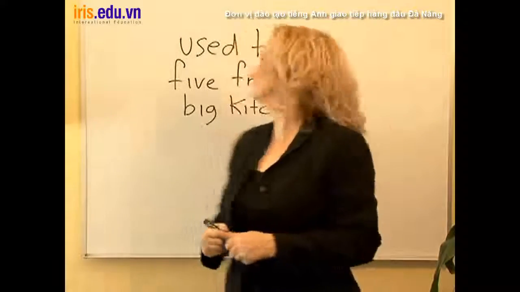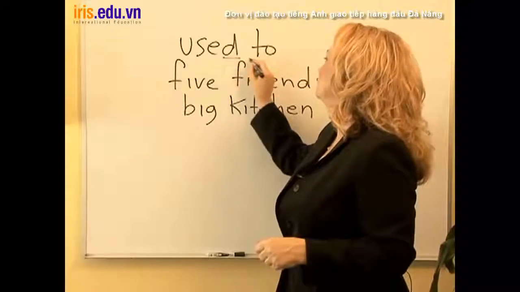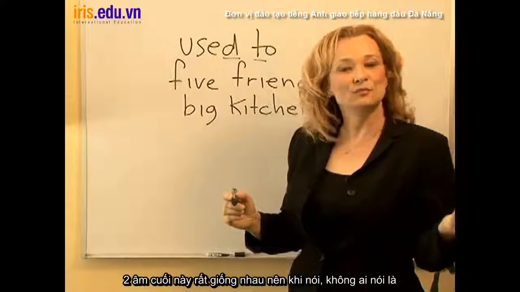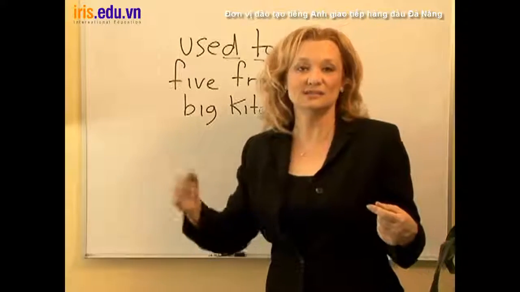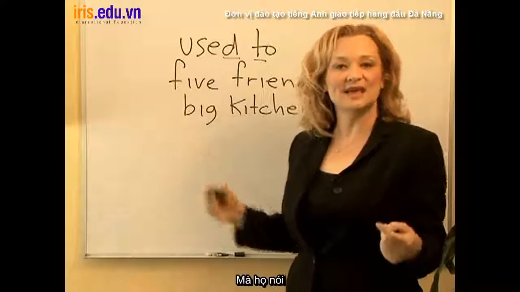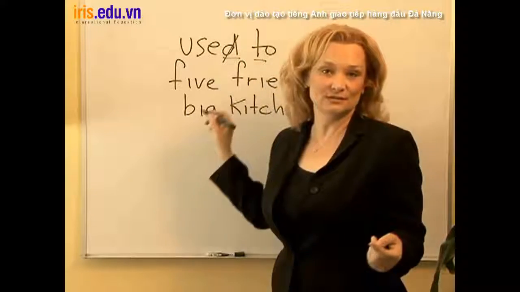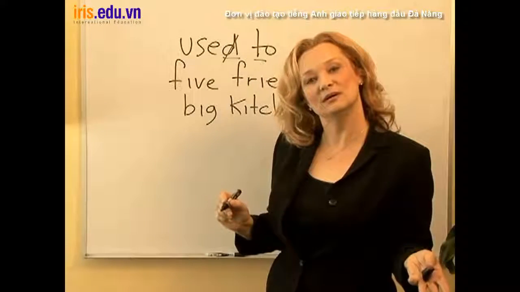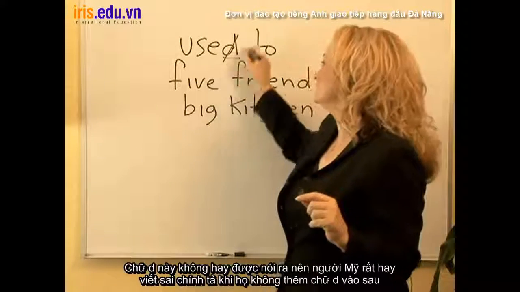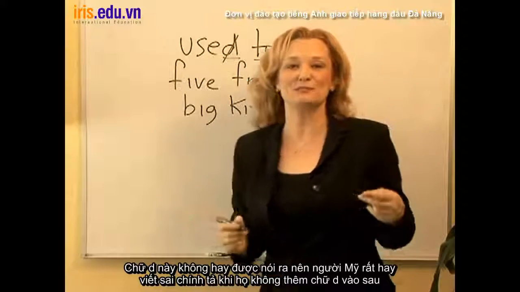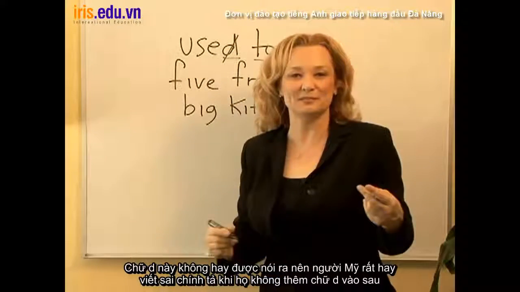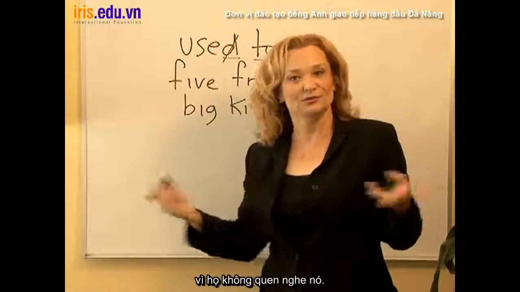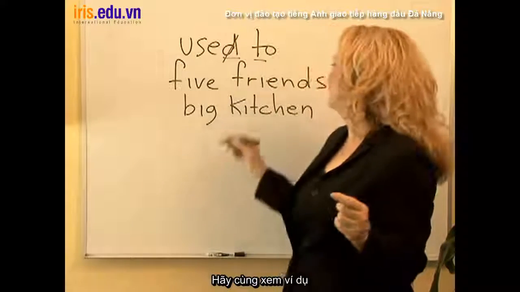Let's take a look at what happens when we link consonants that have the same point of articulation. Look at this example, used to. This D and T are very similar, and when people speak, they never say, I used it to. They say, I used to. I used to work. I used to smoke. In fact, it really doesn't sound like a D ever, so sometimes when Americans write quickly or they make a spelling mistake, they will actually spell used to without the D because they're not used to hearing it.